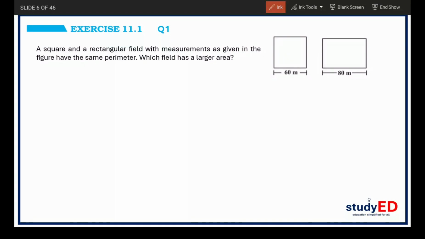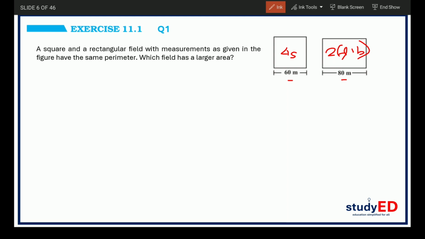A square and a rectangular field with measurements as given in the figure have the same perimeter. Which field has a larger area? Now, we can observe that both the figures have the same perimeter. For a perimeter, the square's formula is 4s, wherein s is the side, and for the rectangle it is 2 into (L plus b). Now let's see if we can calculate the perimeter.